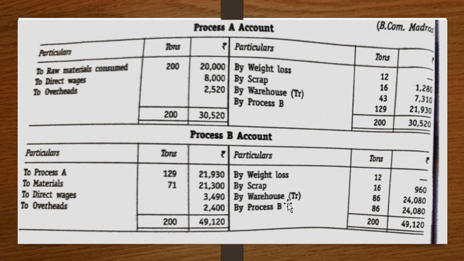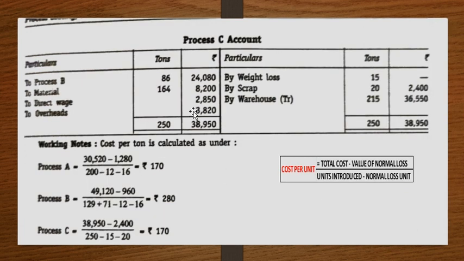Please change here, it is not process B, it is process C. As from process B it is transferred to process C, we will be writing it here as process C. So now let us prepare process C's account. The output of process B will be the input for process C. How much is the output of process B? 86 tons at rupees 24,080. So now this is your process C's account.